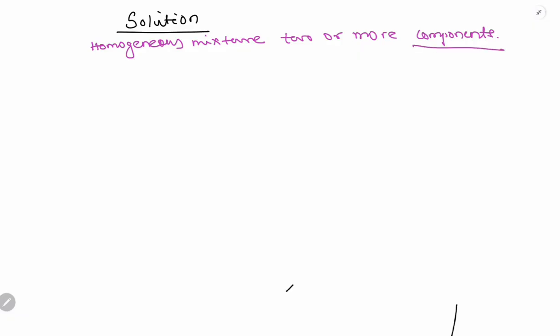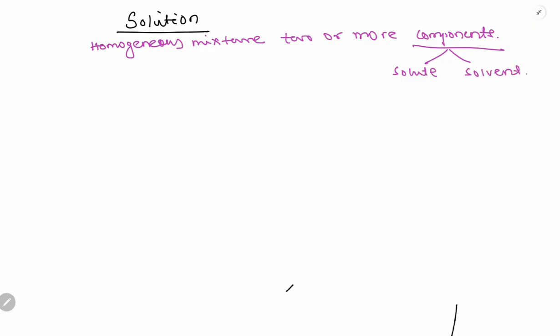Solution is a homogeneous mixture of two or more components. That we are saying it is a solution. What are the components? Components are of two types. One is solute, another is solvent.